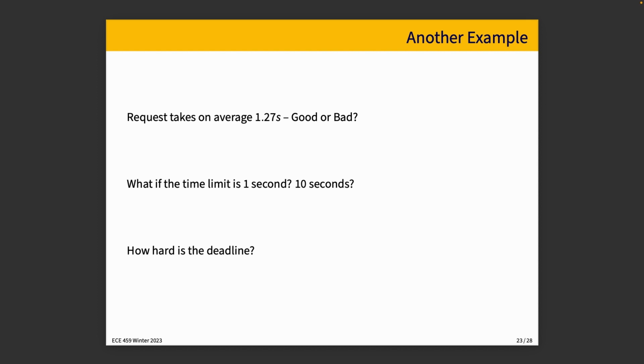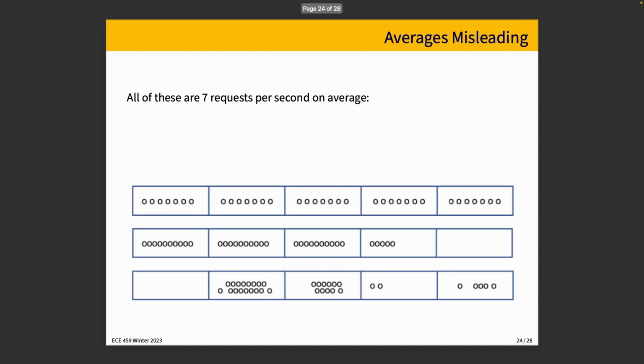So maybe looking at the average is the wrong thing. Maybe we want to look at the maximum time. Maybe we want to look at the 95th percentile kind of aggregate measure instead. Choosing the right ones is important.